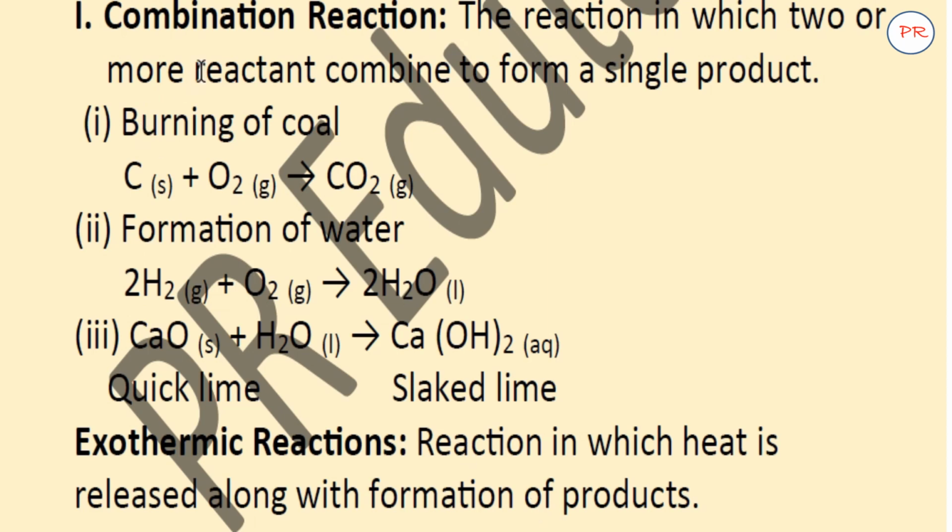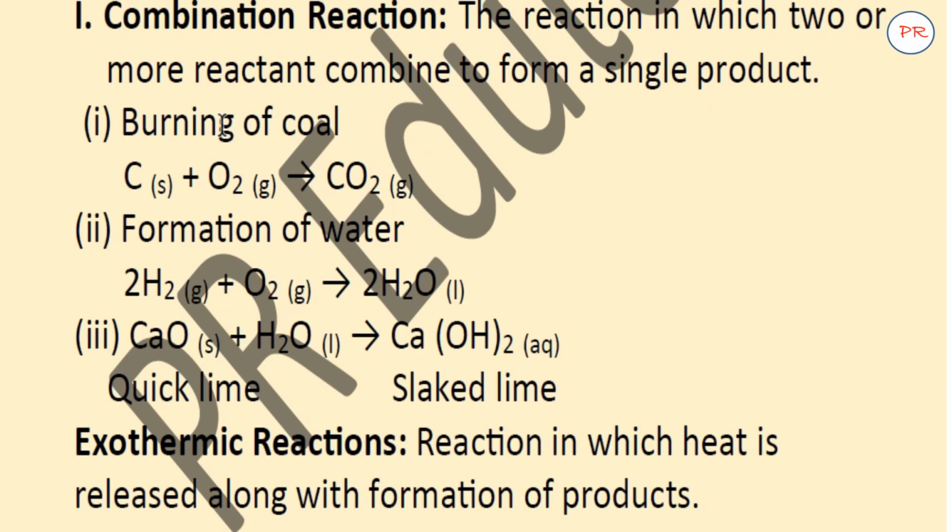The first type is combination reaction. This is the first type, combination reaction. The reaction in which 2 or more reactants combine to form a single product. This is what we have to remember. So one can say A plus B gives you C.